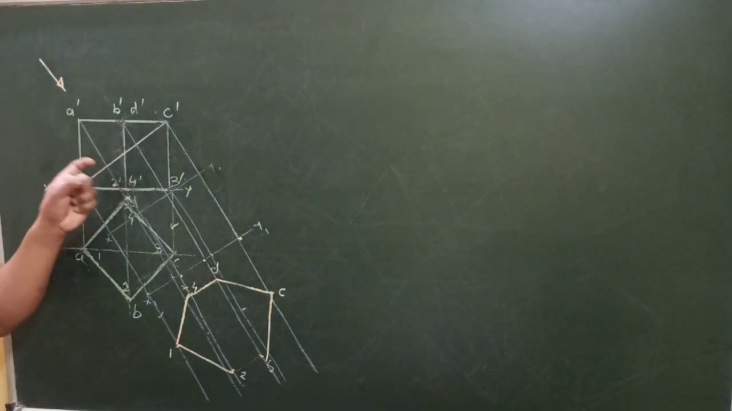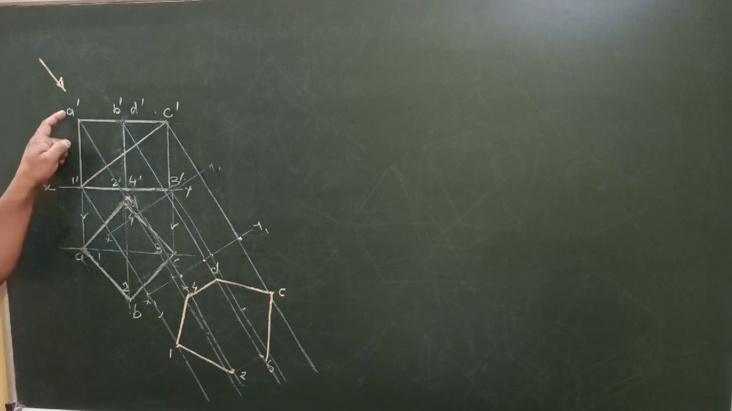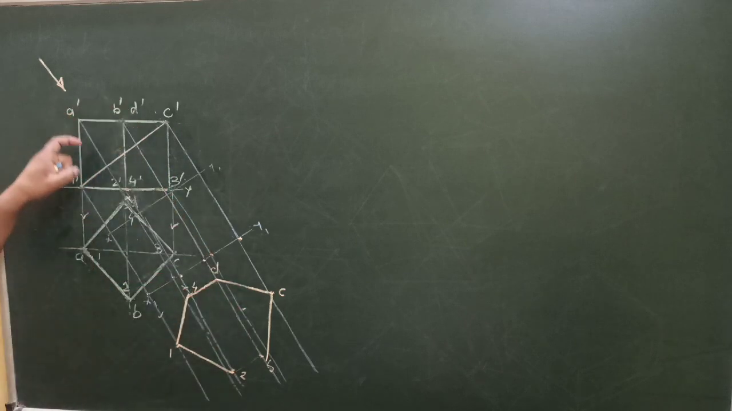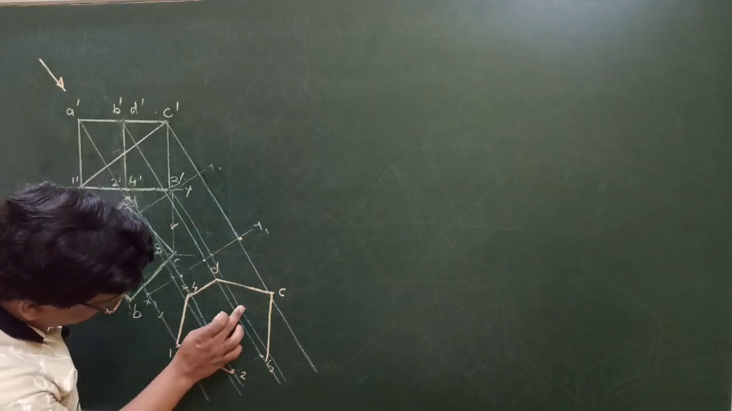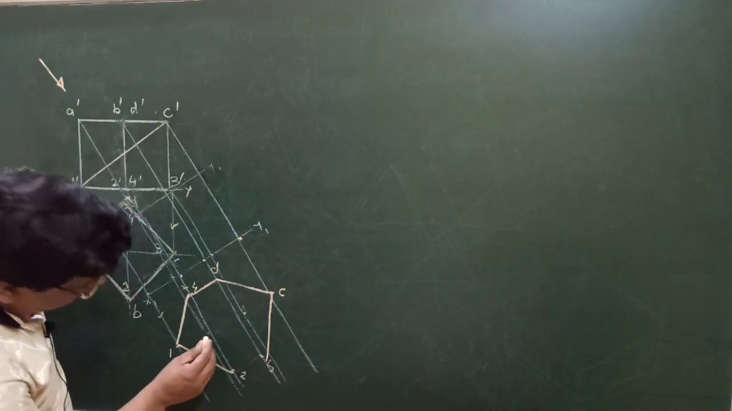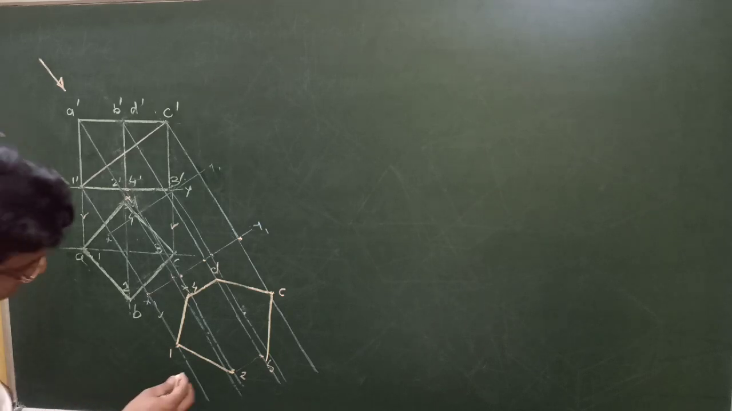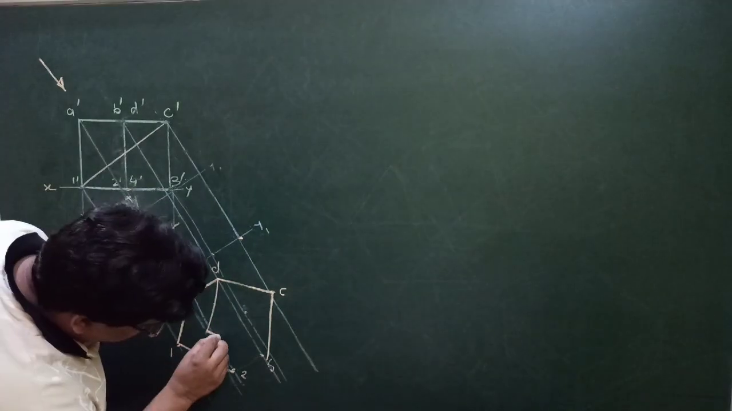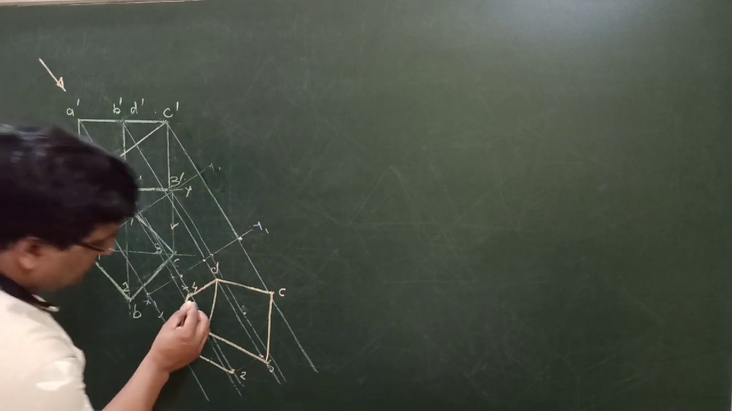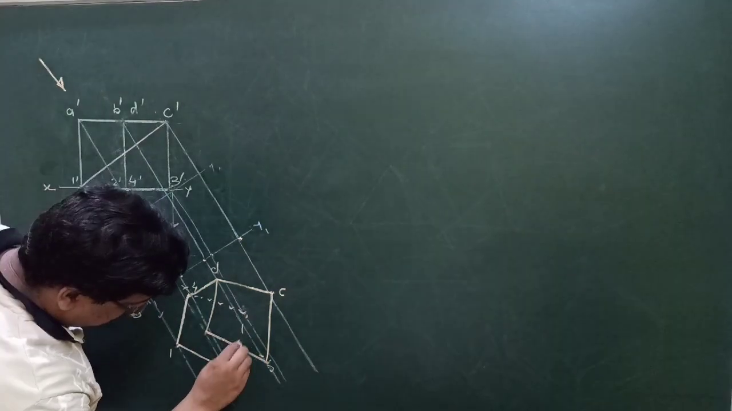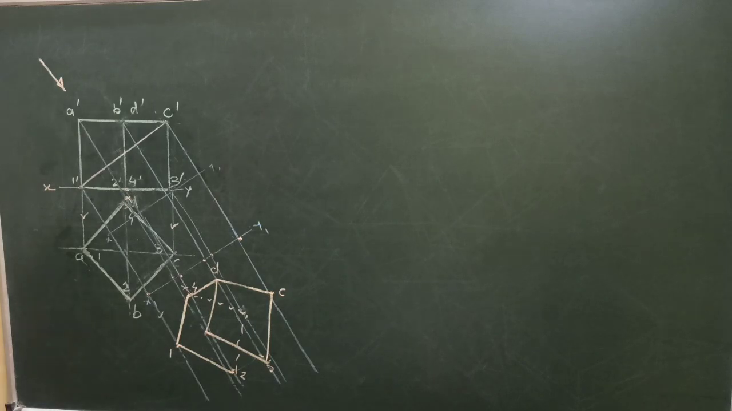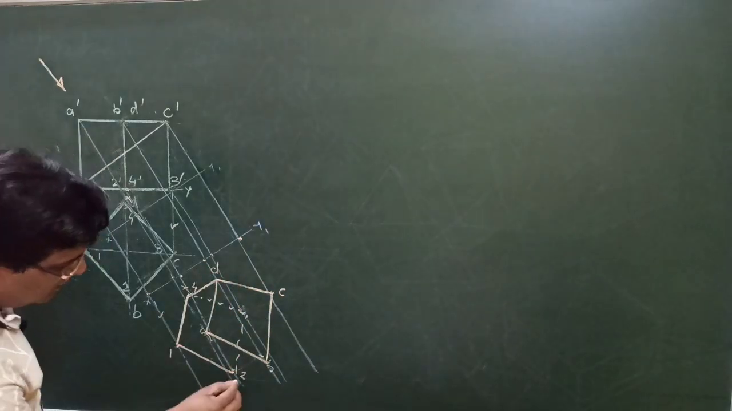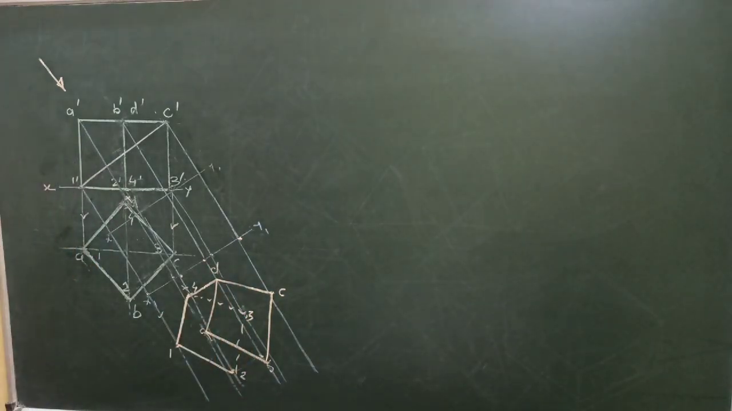So we have to find out which base will be visible and which is half hidden. Because this arrow is nearer to ABCD, the top face is completely visible here and the bottom face is half hidden. So what you have to do, you have to join these points and half part of this will be hidden, right? So this will become A, B, C and D, 1, 2, 3 and 4, right?